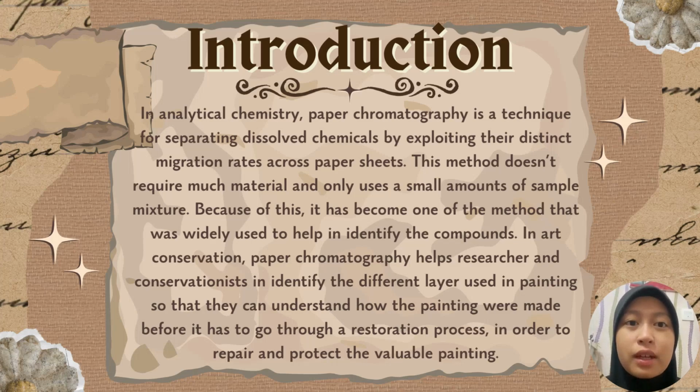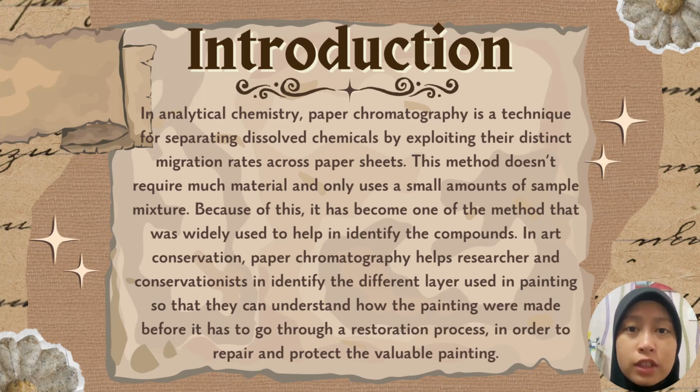Hi, my name is Aimi and I will first present to you the introduction to our topic for this presentation. In analytical chemistry, paper chromatography is a technique for separating dissolved chemicals by exploiting their distinct migration rates across a paper sheet. This method doesn't require much material and only uses a small amount of sample mixture. Because of this, it has become one of the methods that is widely used to help in identifying compounds.